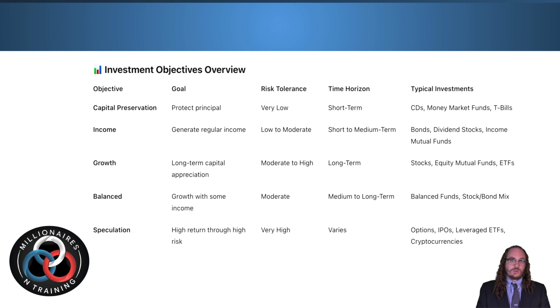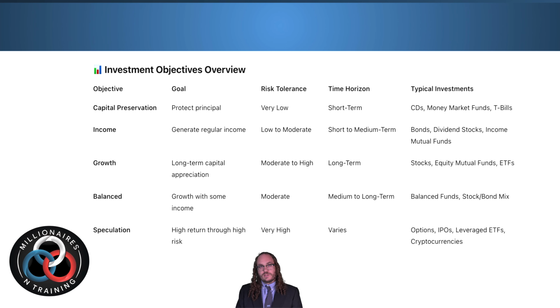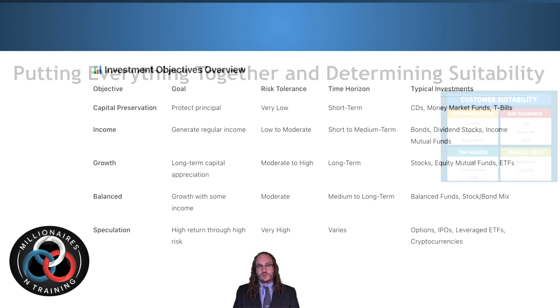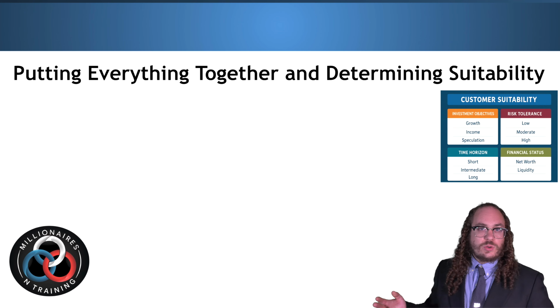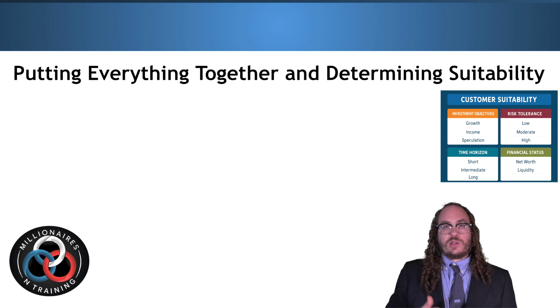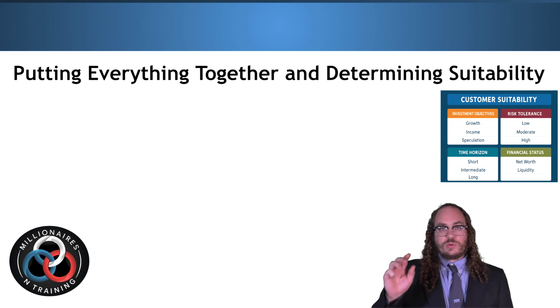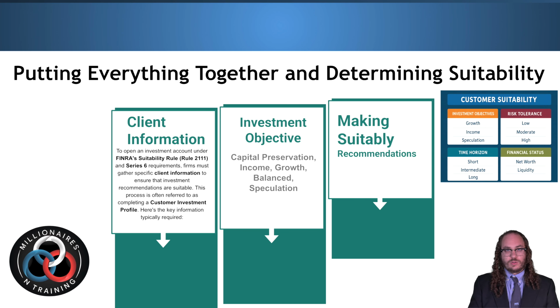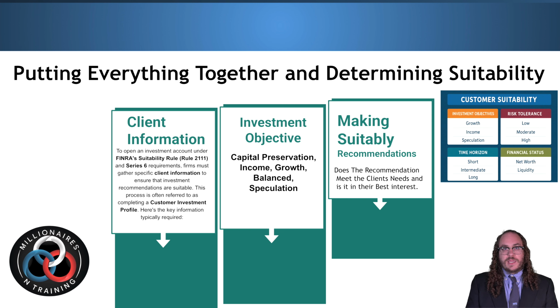So now what we're going to do in chapter 7 here is cover everything that has to do with customer accounts. So let's take a look. When you're putting all of the customer information together, three critical things that we look at include client information, their investment objective, and making that suitable recommendation. As a reminder from the previous chapter, there are suitability measures.